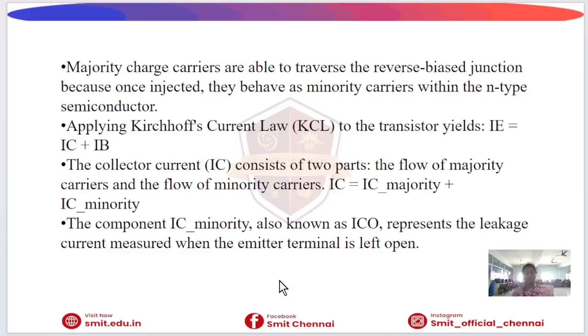The real-time applications of the BJT are audio amplifiers, radio amplifiers, microphone circuits, switching circuits, control systems, and consumer electronics. These are all the real-time applications for the BJT.